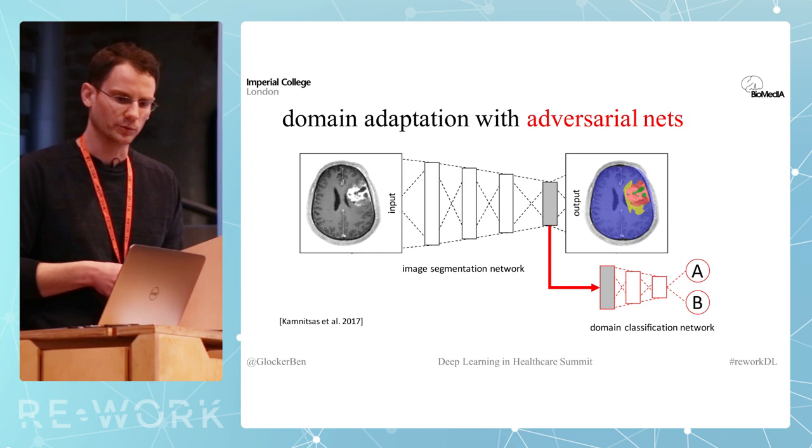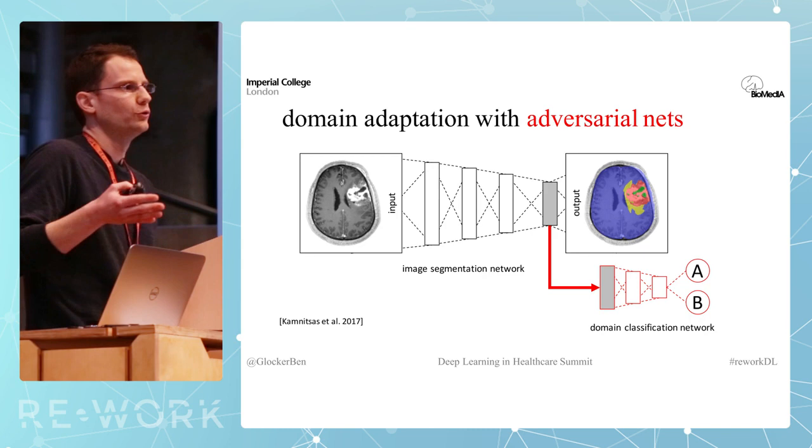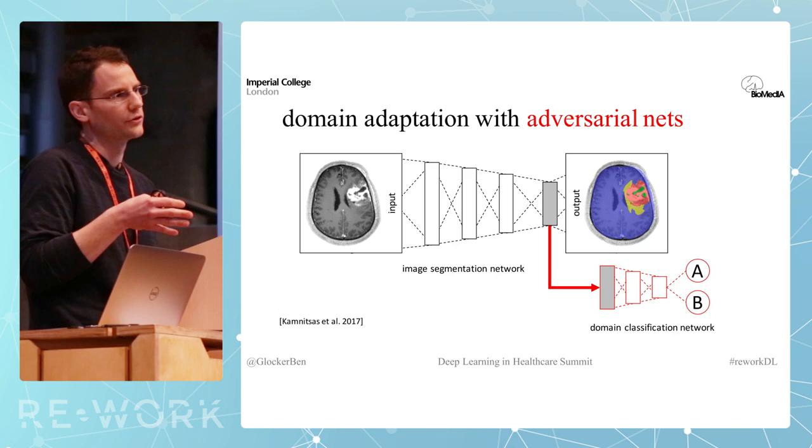And the idea here really is that you learn your standard neural network. So let's say you want to do brain tumor segmentation. You learn a network, an image segmentation network, a convolutional neural network that does this. Now, at the same time, you have another network that looks at the learned representations, and you try to figure out where the data is coming from.